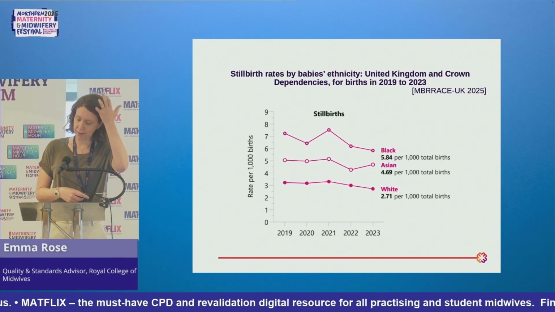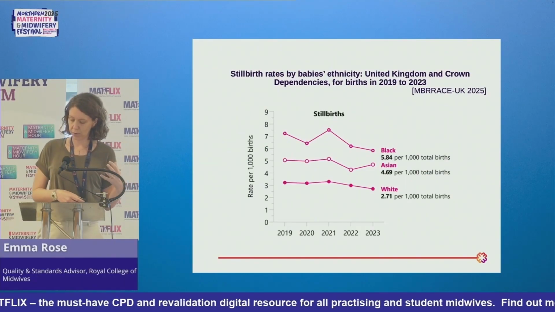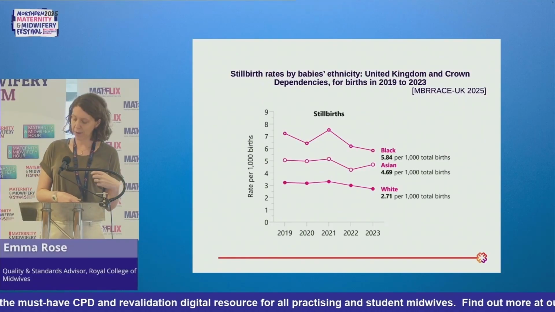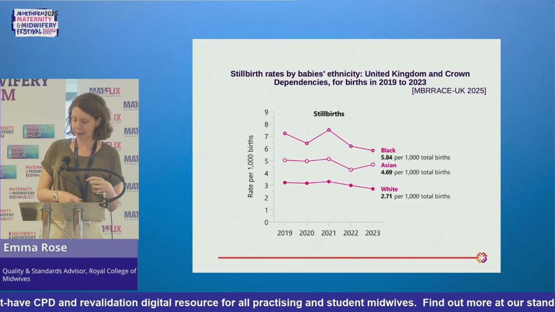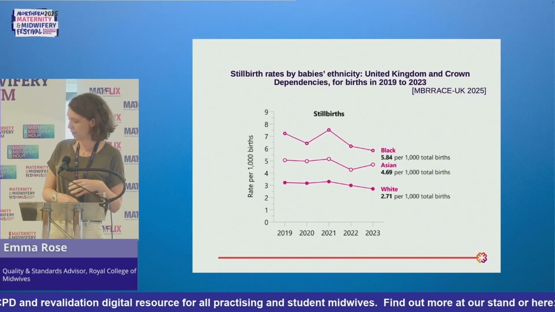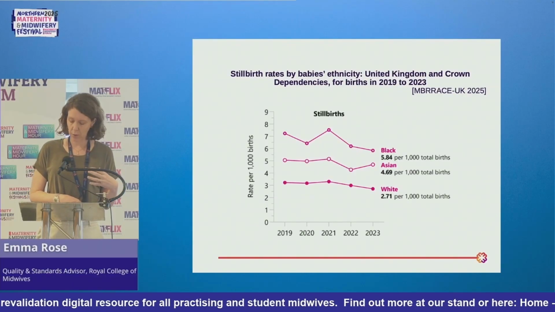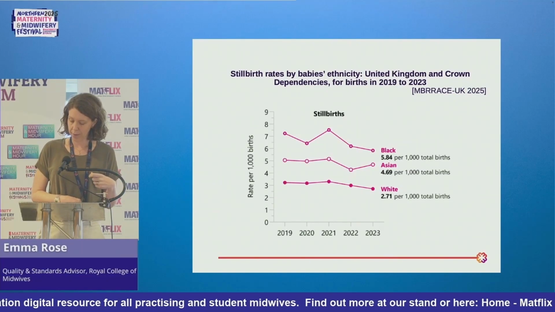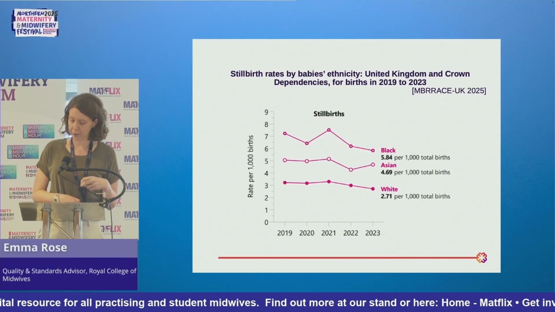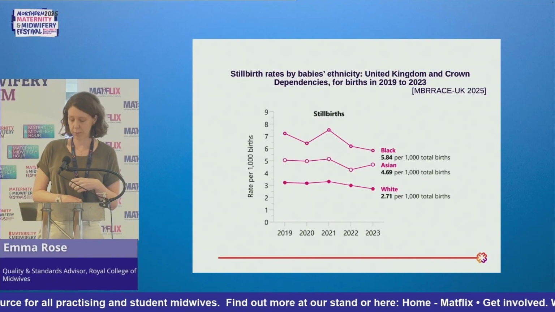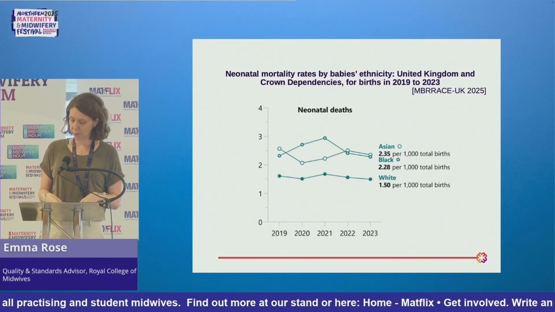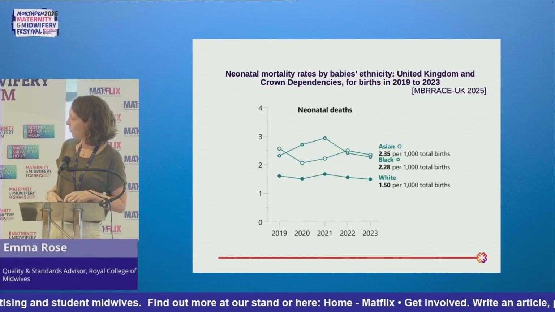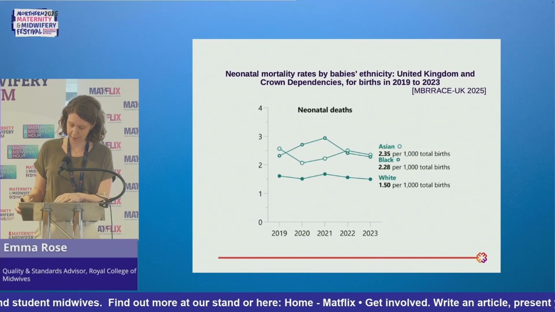And again, we see this as a result of the impact of systemic racism within healthcare and society and the health inequalities this creates, where we continue to have black women twice as likely to have a stillbirth. And there was, in fact, a 10% increase in stillbirth rates for Asian women, and similar for neonatal death rates, although actually finally seeing some small improvements in this area.